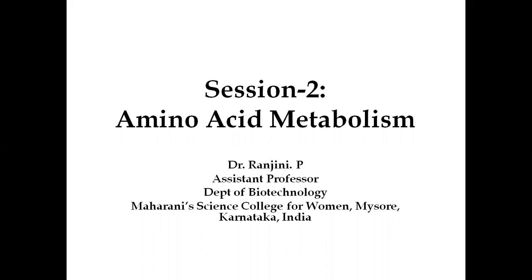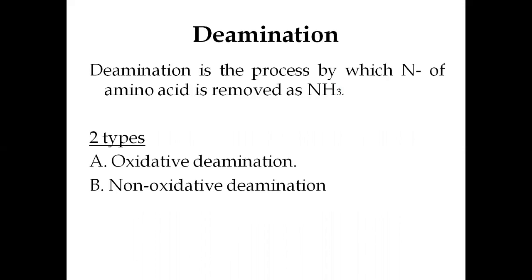In this session, we learn the other methods of removal of NH2 group from the amino acid. In earlier session, we have studied the mechanism of transamination where amino acid loses NH2 group, where it transfers the amino group to the keto acid.